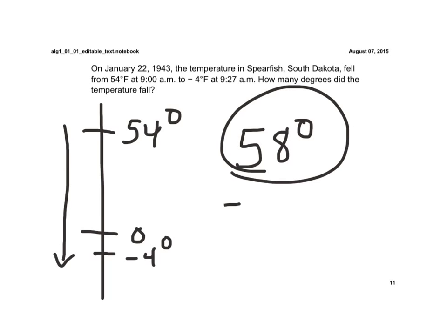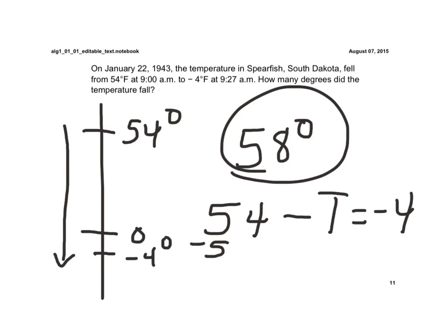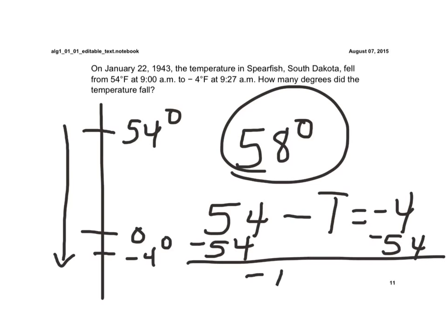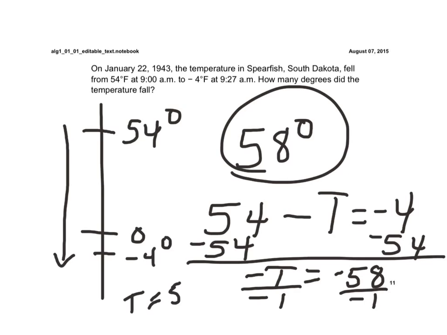But if we did, we'd have 54 degrees where we started. It dropped in temperature to a negative 4 degrees. And then we go ahead and solve this. Well, here we want to solve for t, so we're going to get rid of the 54 first by subtracting 54, because again, the 54 is positive, so we want to subtract it. We'd have a negative t is equal to a negative 58. And now we divide by the negative 1, and we get t to be 58 degrees.